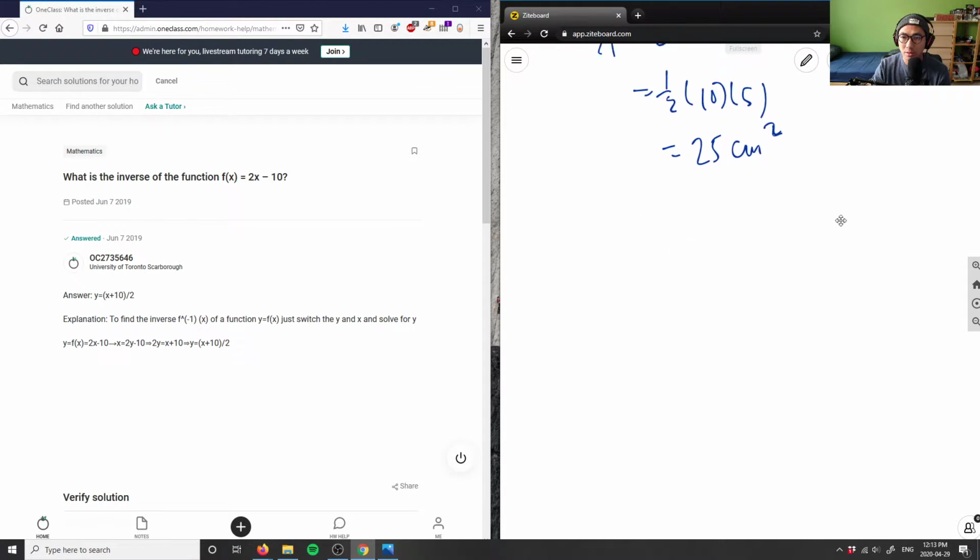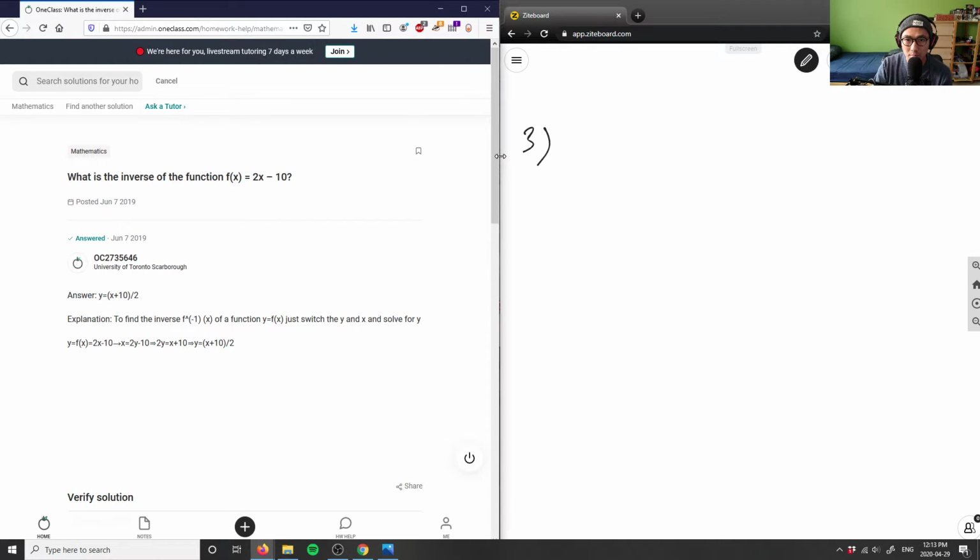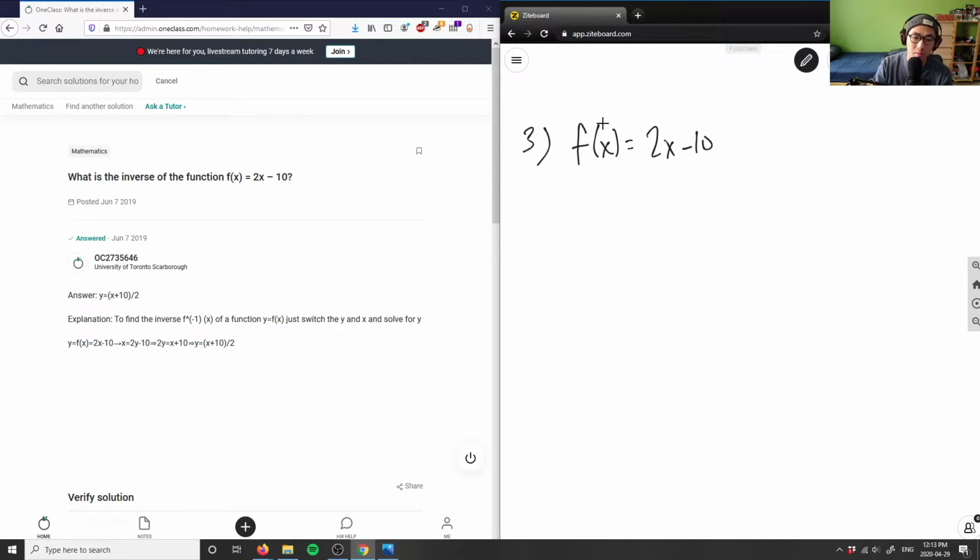All right, that's number 2. Let's look at number 3. This asks what is the inverse of the function? So I'm given f of x equals 2x minus 10, and it says I'm going to find the inverse, right? So again, I want to find f inverse of x.